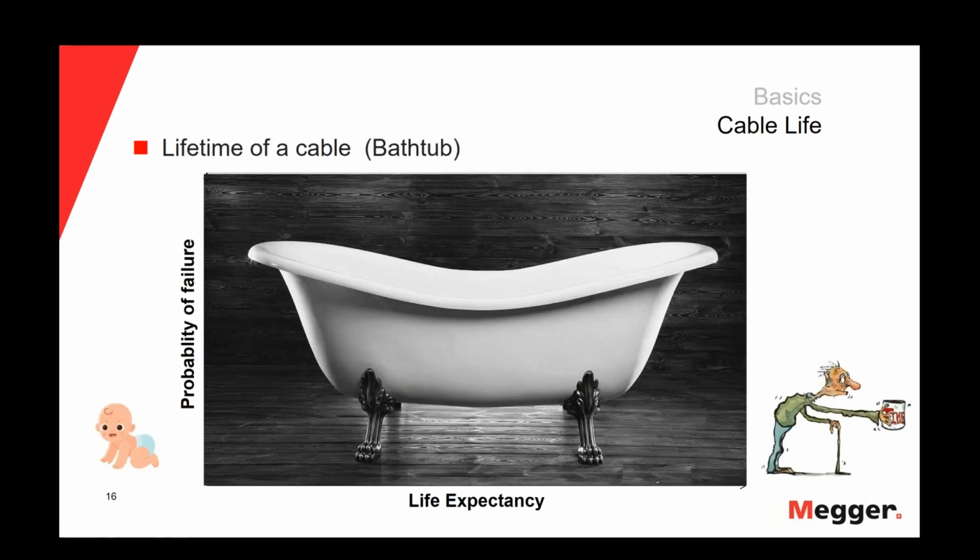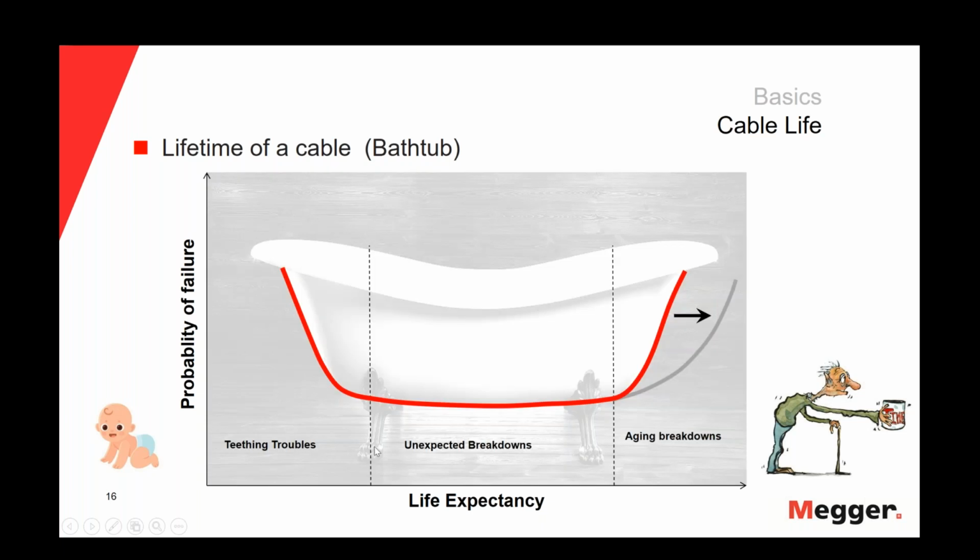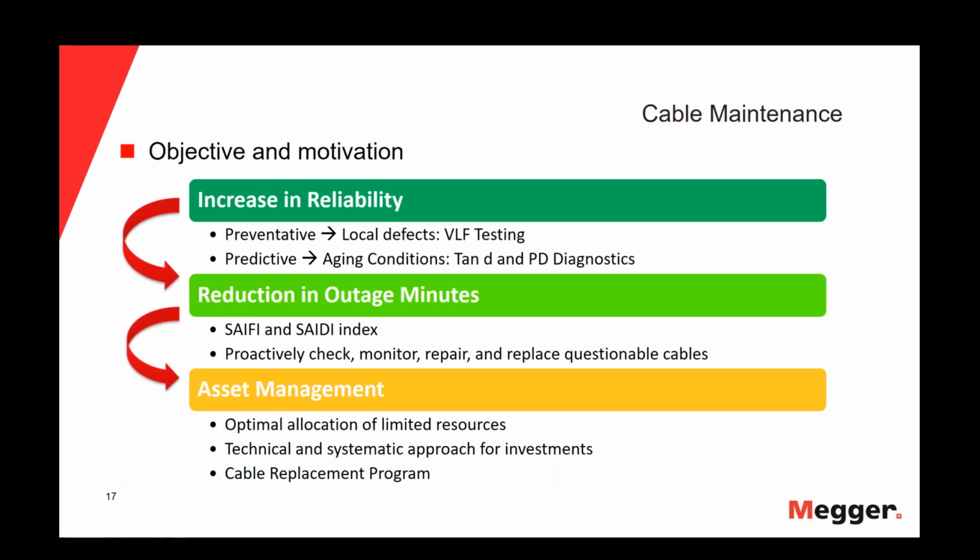So we could say that the medium voltage lifetime of a cable is pretty much like a bad tooth, in which at the beginning we will have teething troubles. Then we will have some period of time in which we will not have too many faults, maybe some unexpected breakdowns due to operation conditions, and in the last third of the lifetime of a cable we will start with aging breakdowns.